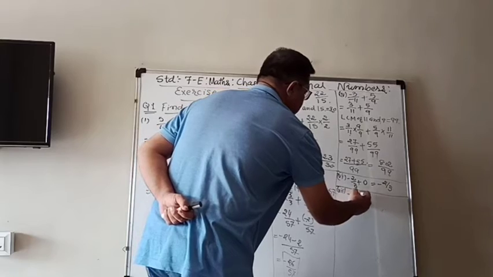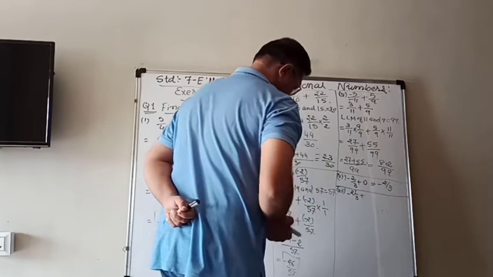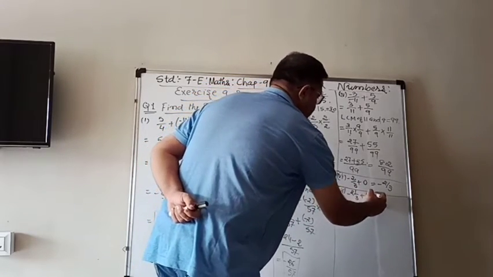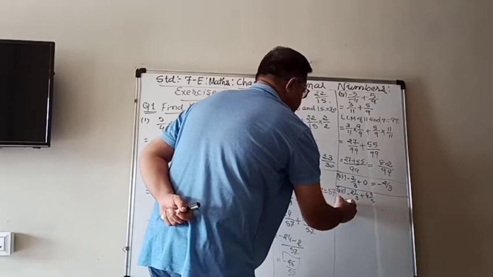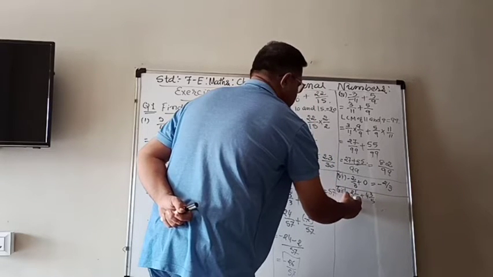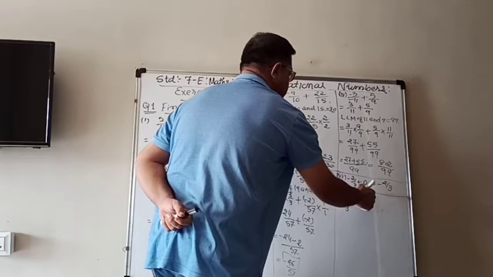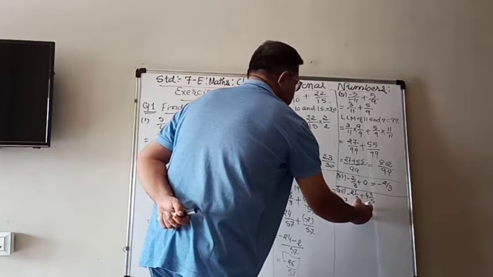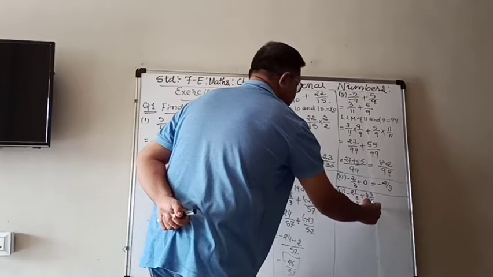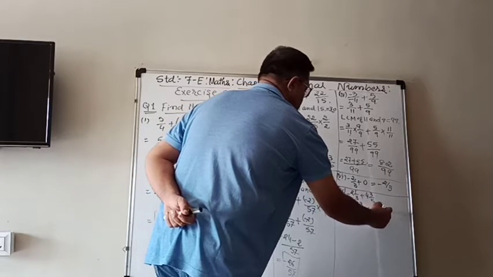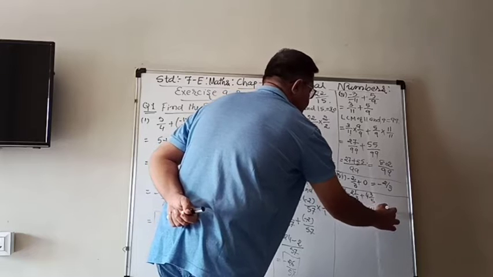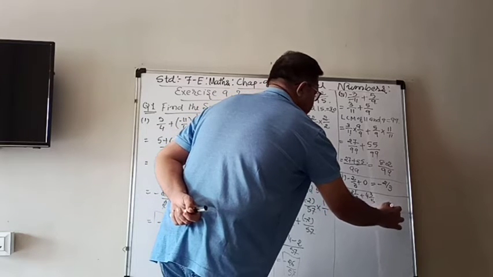Minus 2 integer 1 upon 3 plus 4 integer 3 upon 5. So 3 2s are 6 plus 1, 7, that is minus 7 upon 3, plus 5 4s are 20 plus 3, 23 upon 5. Now the LCM of 3 and 5 is 15.